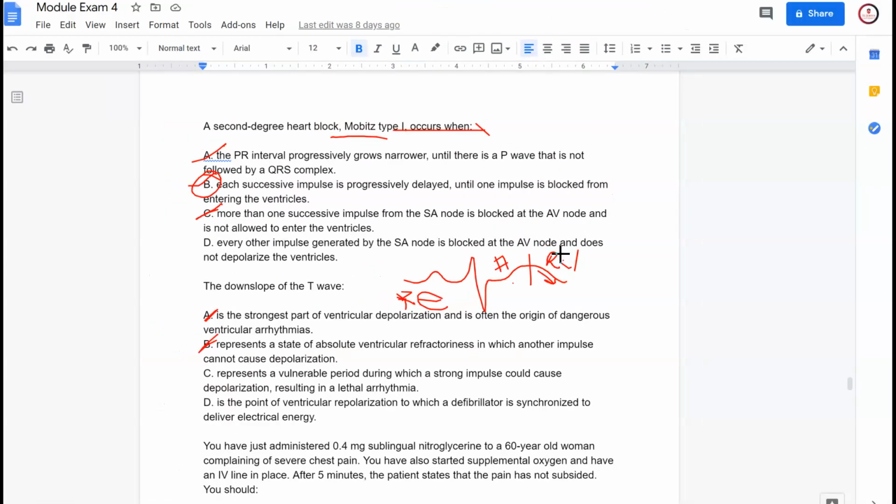Represents a vulnerable period during which a strong impulse could cause depolarization, resulting in lethal arrhythmia. Yes. Is the point of ventricular repolarization to which a defibrillator is synchronized to deliver electrical energy? No. That's your R wave. That's where we sync up to. C. After all that, it's C. It's still C. Okay.